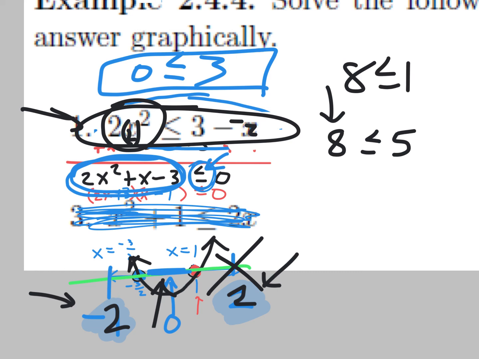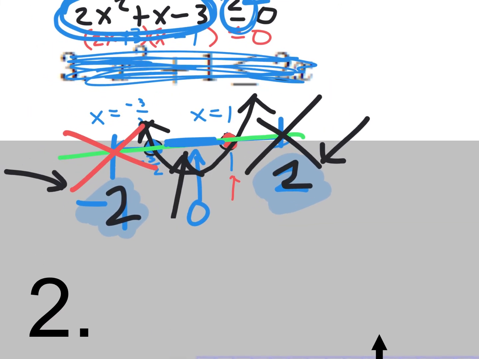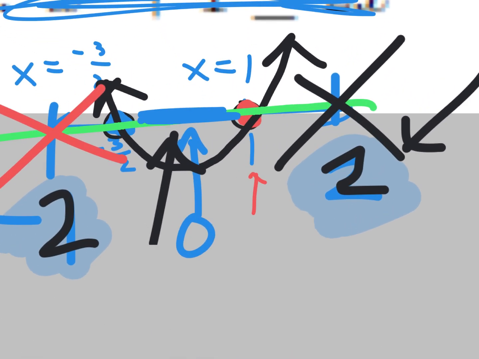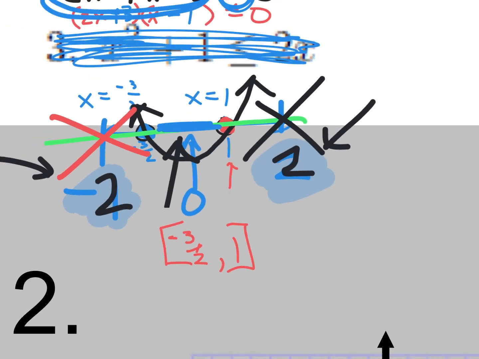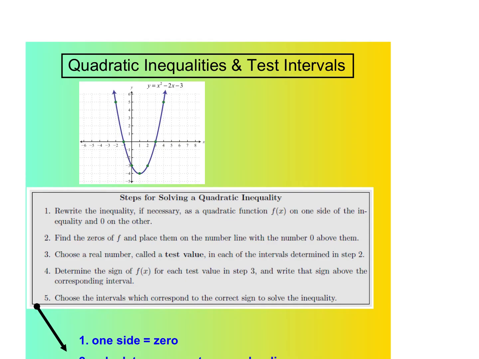I'm saying the kids have a hard time testing. I have a hard time testing the intervals right. But I verified those didn't work. It only worked on the inside. And so my final answer is from negative 3 halves to 1, and it works on both of those. There we go. Those are hard. Don't say I didn't warn you.